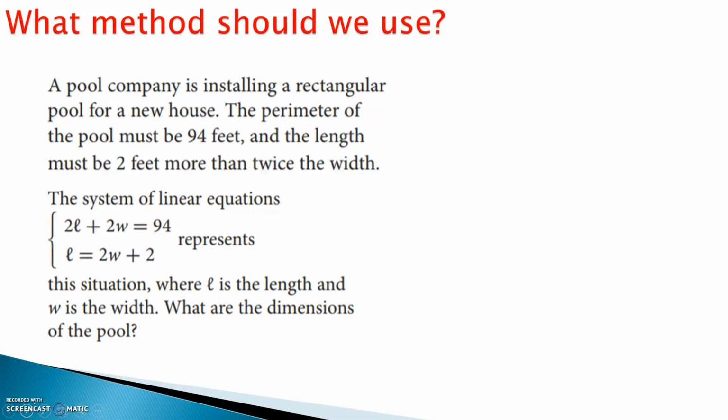I have 2L plus 2W equals 94, and I have L is equal to 2W plus 2. Well, they're not both in standard form. The nice thing, though, is that L is all by itself. Why not use substitution? I know that L is equal to all of this here. Let's substitute it in for the L in the first equation. So I have the 2 from the first equation, parentheses. What's L? L is actually 2W plus 2, which is what's here in red, plus 2W is equal to 94.